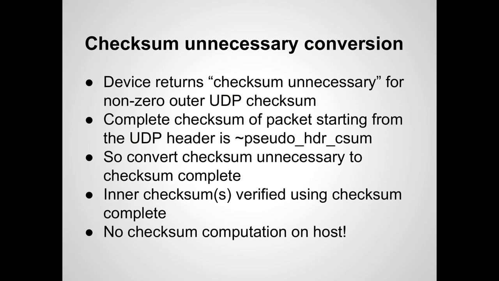So on the receive side, we implemented this thing called checksum unnecessary conversion. And the idea here is I have a NIC that gives me a checksum unnecessary. So it can tell me a non-zero UDP checksum is valid, but nothing about an encapsulated checksum. So what we can actually do is get this information and use that to validate the outer UDP checksum. And then once we know the outer UDP checksum is good, we can reverse engineer what the complete checksum value is, starting from the UDP header. And the calculation is actually really simple. It's just the complement of the pseudo header checksum that would be used to create the UDP checksum. So a few instructions, and all of a sudden, we convert checksum unnecessary to checksum complete.